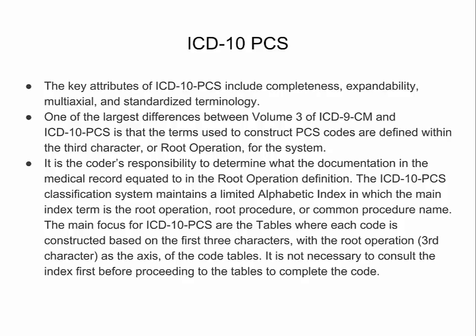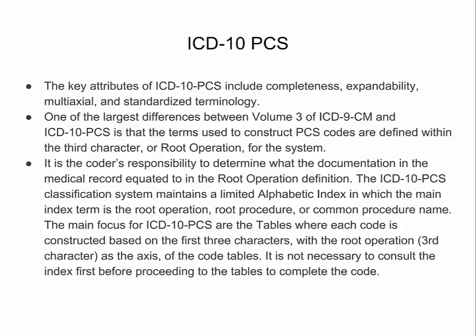One of the largest differences between Volume 3 of ICD-9-CM and ICD-10-PCS is that the terms used to construct PCS codes are defined within the third character, or root operation, for the system. It is the coder's responsibility to determine what the documentation in the medical record equates to in the root operation index. The ICD-10-PCS classification system maintains a limited alphabetic index in which the main index term is the root operation, root procedure, or common procedure name.